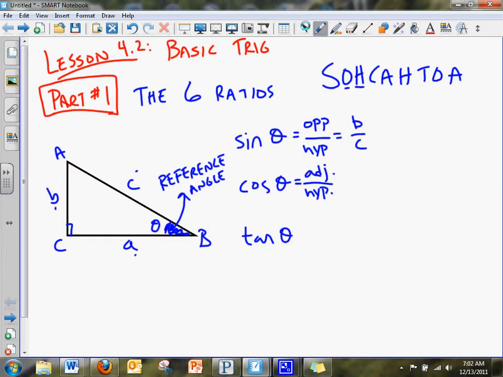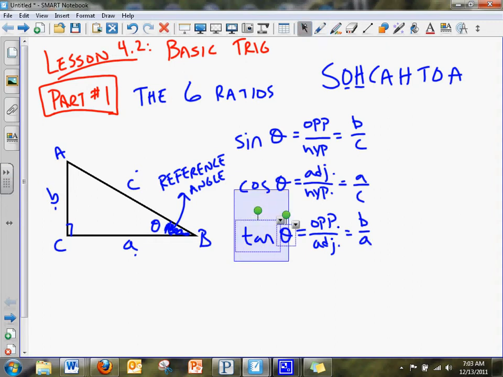All right. And then tangent is opposite over adjacent. All right, using the same reference angle. Okay. Those are the 3 ratios, 3 most common ratios.